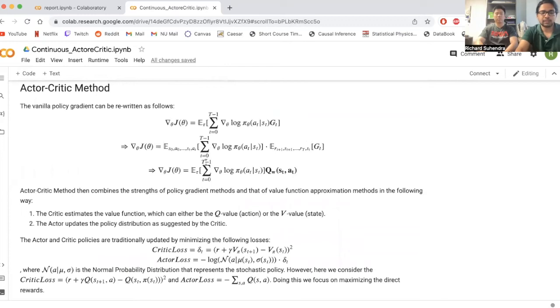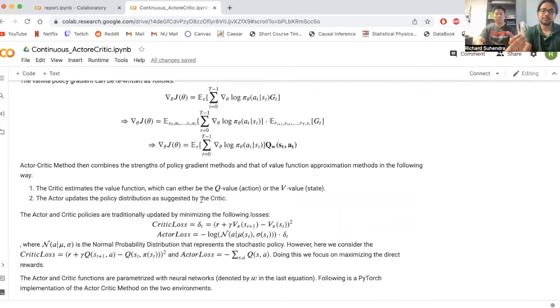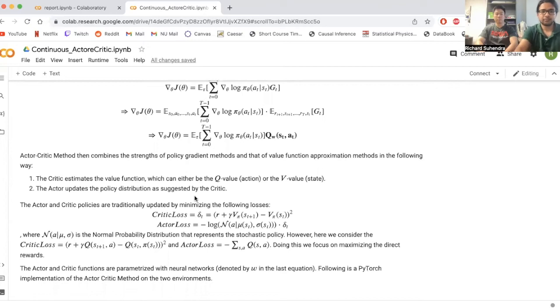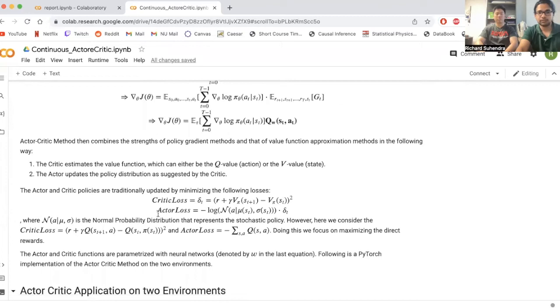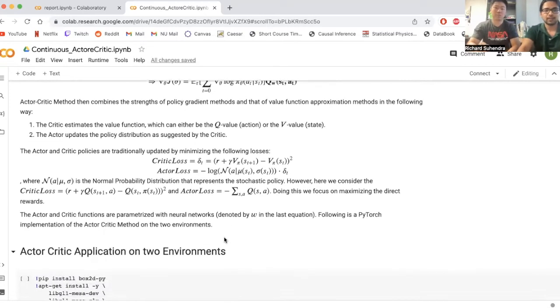To introduce the actor critic method, the fundamental idea is that it combines the strengths of policy gradient methods and value function approximation methods. The critic estimates the value function, which can either be the Q value or the V value. Then the actor updates the policy distribution as suggested by the critic. The policies are updated by minimizing these two losses. Instead of using the traditional actor loss, we consider the actor loss to be the negative sum of all the Q values. Doing this, we direct the algorithm to maximize the rewards directly.